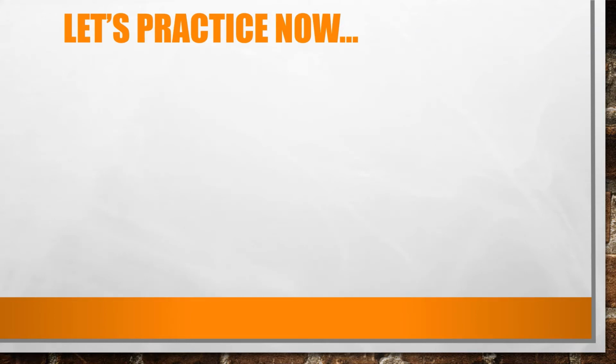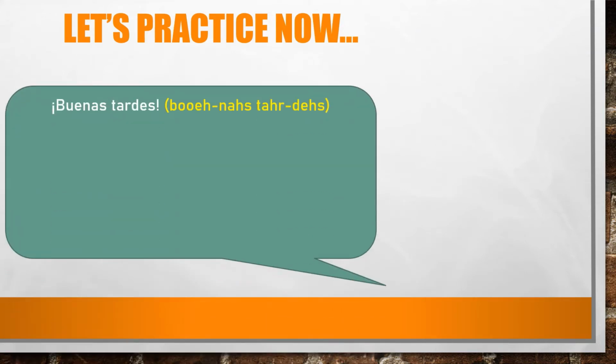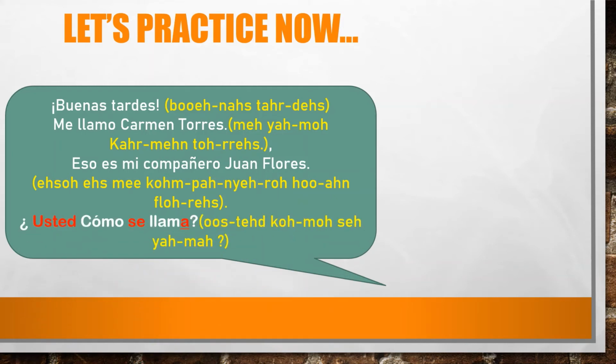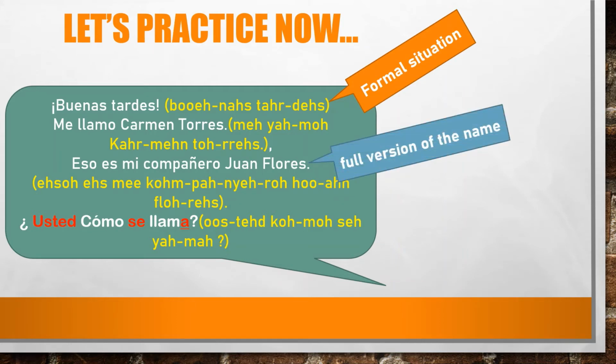So let's practice now. Buenas tardes. Me llamo Carmen Torres. Eso es mi compañera, Juan Flores. ¿Usted cómo se llama? So it's a dialogue that is situated in a formal situation, and you need to use, as you can see, the full version of the name. So you need to use your name and the surname, and usually you would use just one of your surnames.